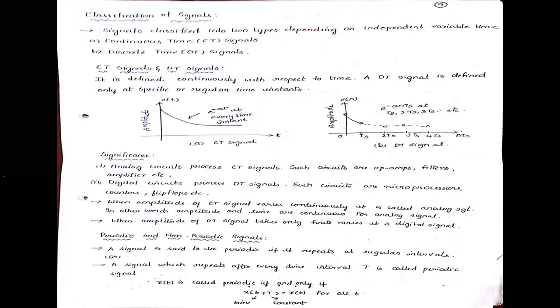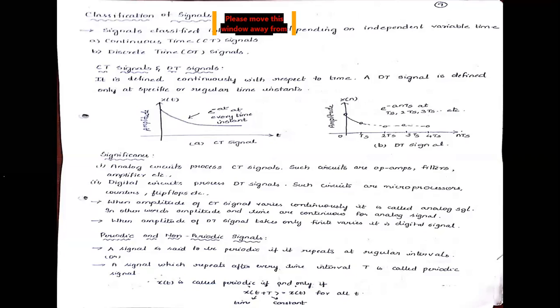Classification of signals. We know the different types of signals: continuous time signals and discrete time signals. So the signals are classified into 2 types, where the signal is a function of an independent variable, the time. The first is continuous time signals. A continuous time signal is defined continuously with respect to time, for every instant of time.